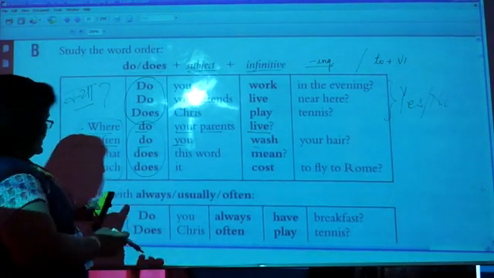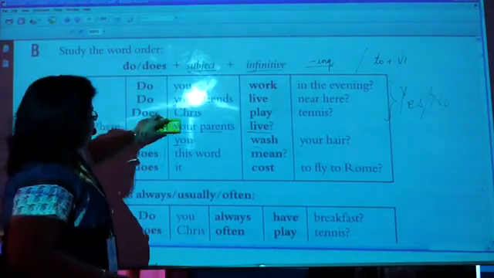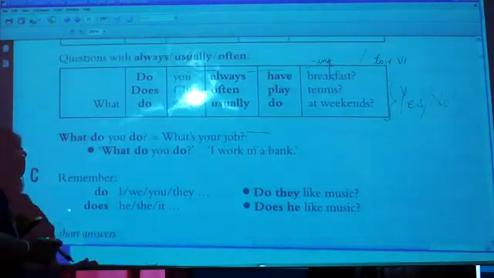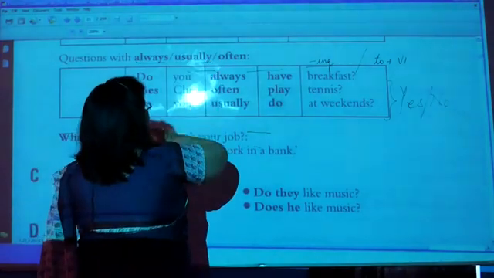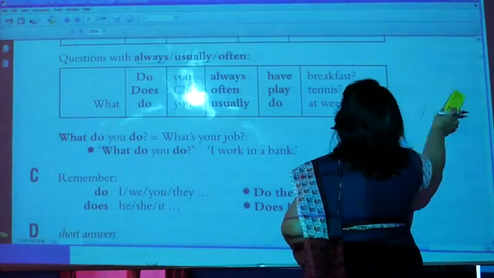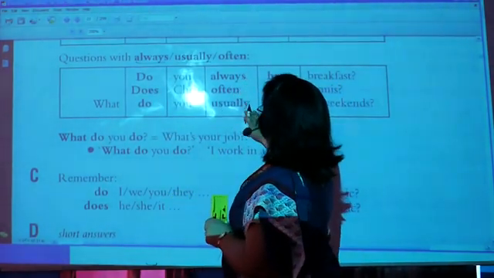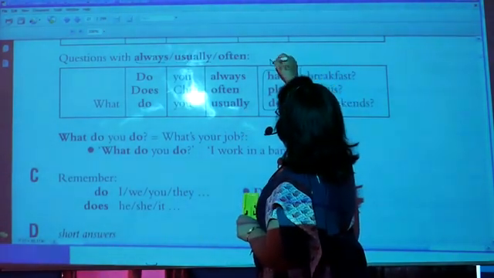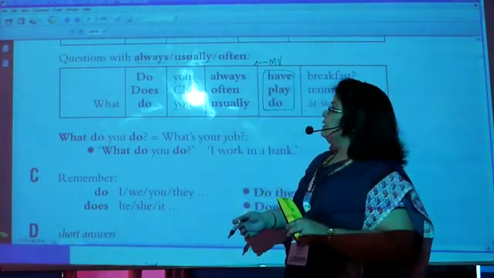Got it? So now let's see use of always, usually and often. ये हमने पहले भी किया था. We'll just revise it once again. Always हमेशा, usually means आम तौर पे, and often अक्सर, right? So let us see where do we place this always, often and usually. It comes always with the main verb के just पहले, right?